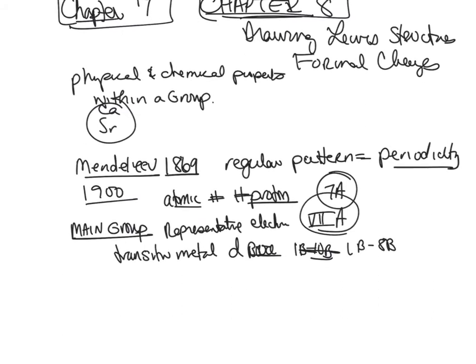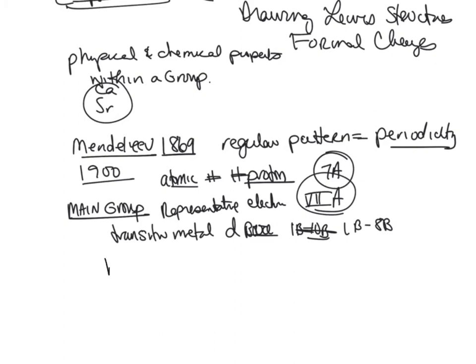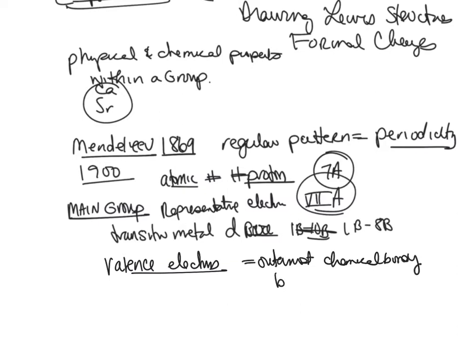Another thing that's important in this chapter is understanding that the valence electrons are the outermost electrons, and these are the ones that will participate in the chemical bonding between atoms. And we're going to finish up with counting valence electrons and using this to draw Lewis structures, which is a skill that you'll need to know for your exam coming up.